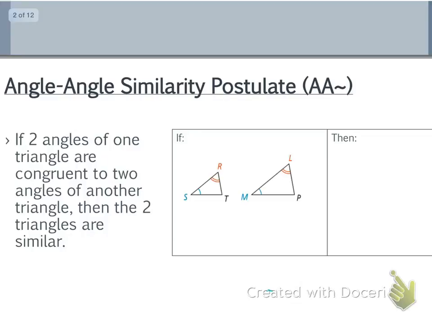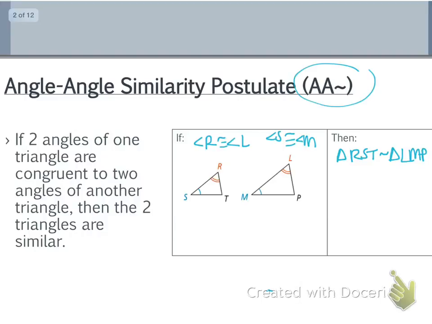So if angle R is congruent to angle L and angle S is congruent to angle M, then we could say triangle RST is similar to triangle L matches with R, S matches with M, and T matches with P. So our first one is the angle, angle postulate for similarity.